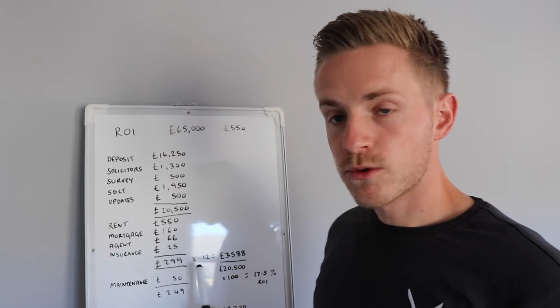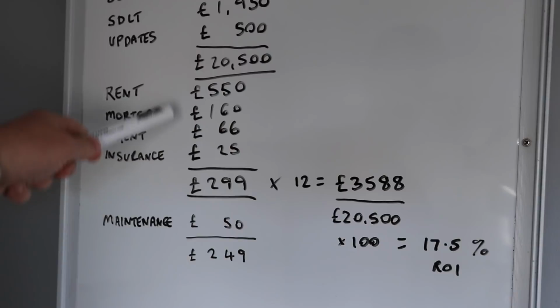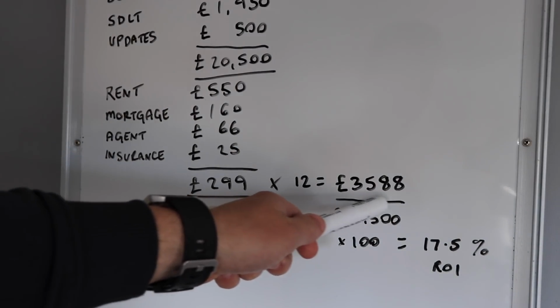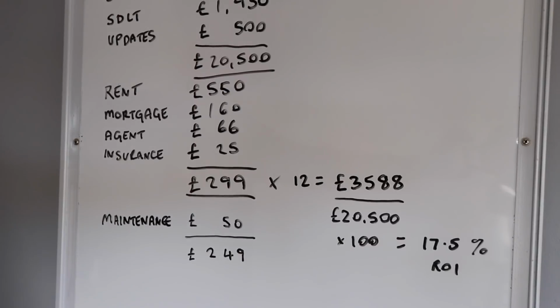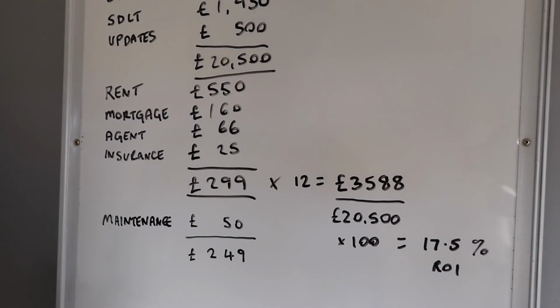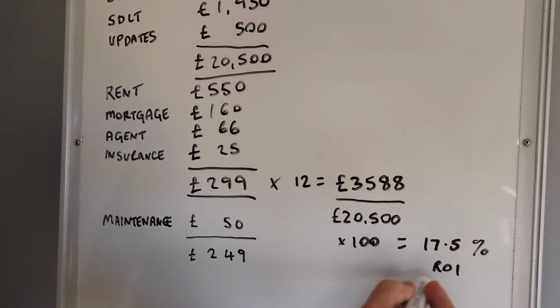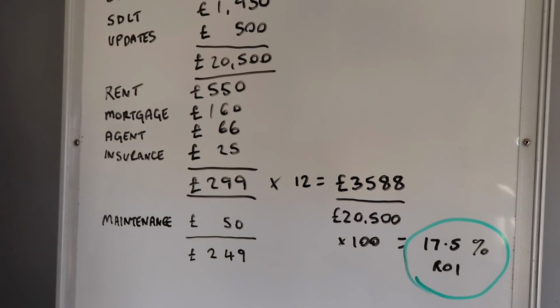That will give us a total of £299 monthly profit once we've deducted all of those off of the rental income. We then times that by 12 to give us our year's rent, which works out as £3,588, and then divide that by the initial cost of purchasing and setting up the property. Times that by 100 to give us our percentage, and therefore this property, this example, gives us 17.5% ROI.